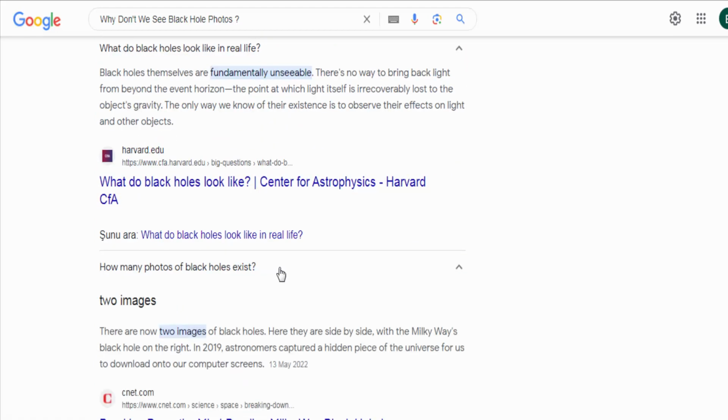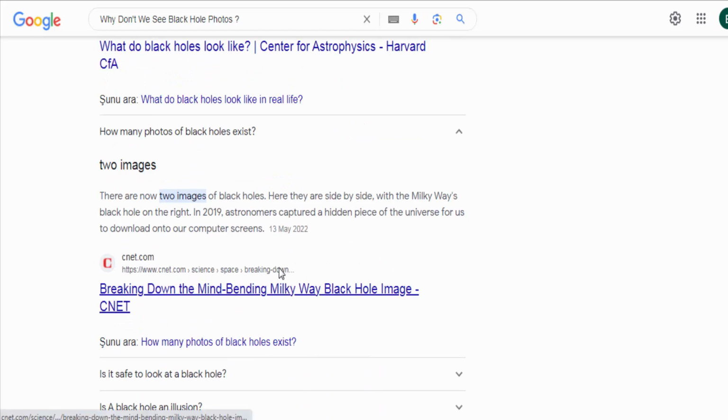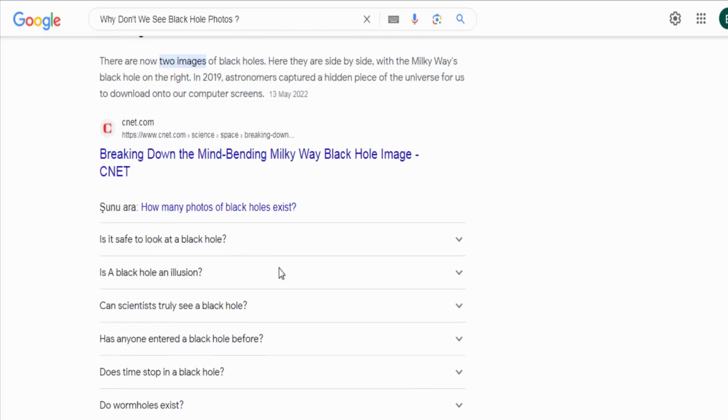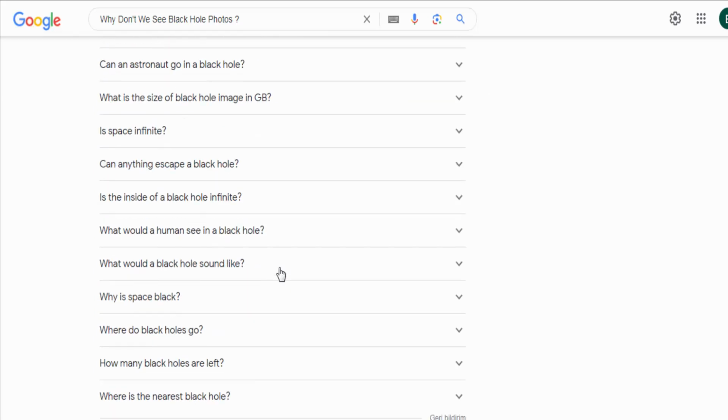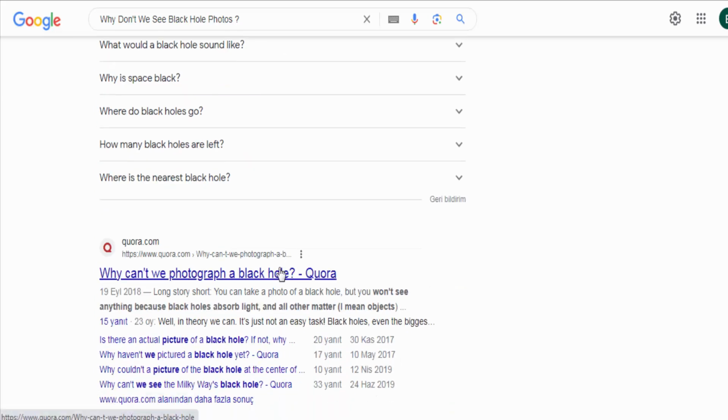While we may not have direct photographs of black holes yet, ongoing research and technological advancements continue to push the boundaries of our understanding and ability to observe these fascinating cosmic objects.